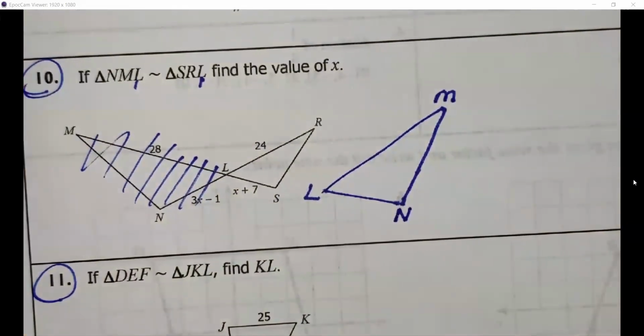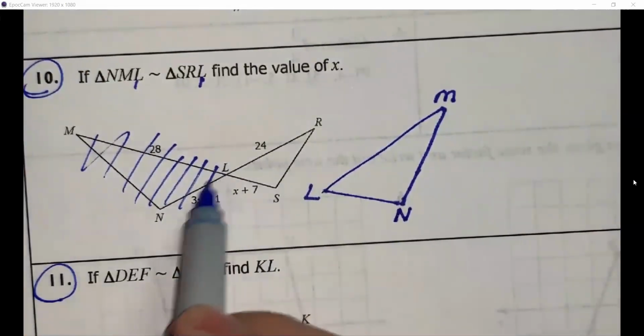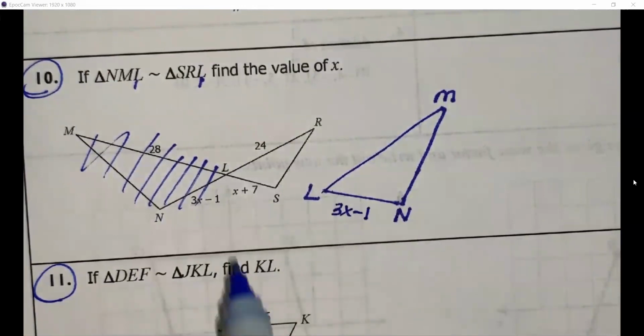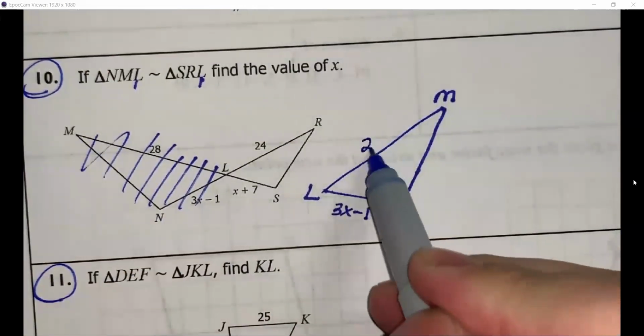Right? Then I'm going to copy the values from the original triangle. If LN was 3x minus 1, then LN over here is also 3x minus 1. And over here I have ML is 28. So ML, this is going to be 28 as well.